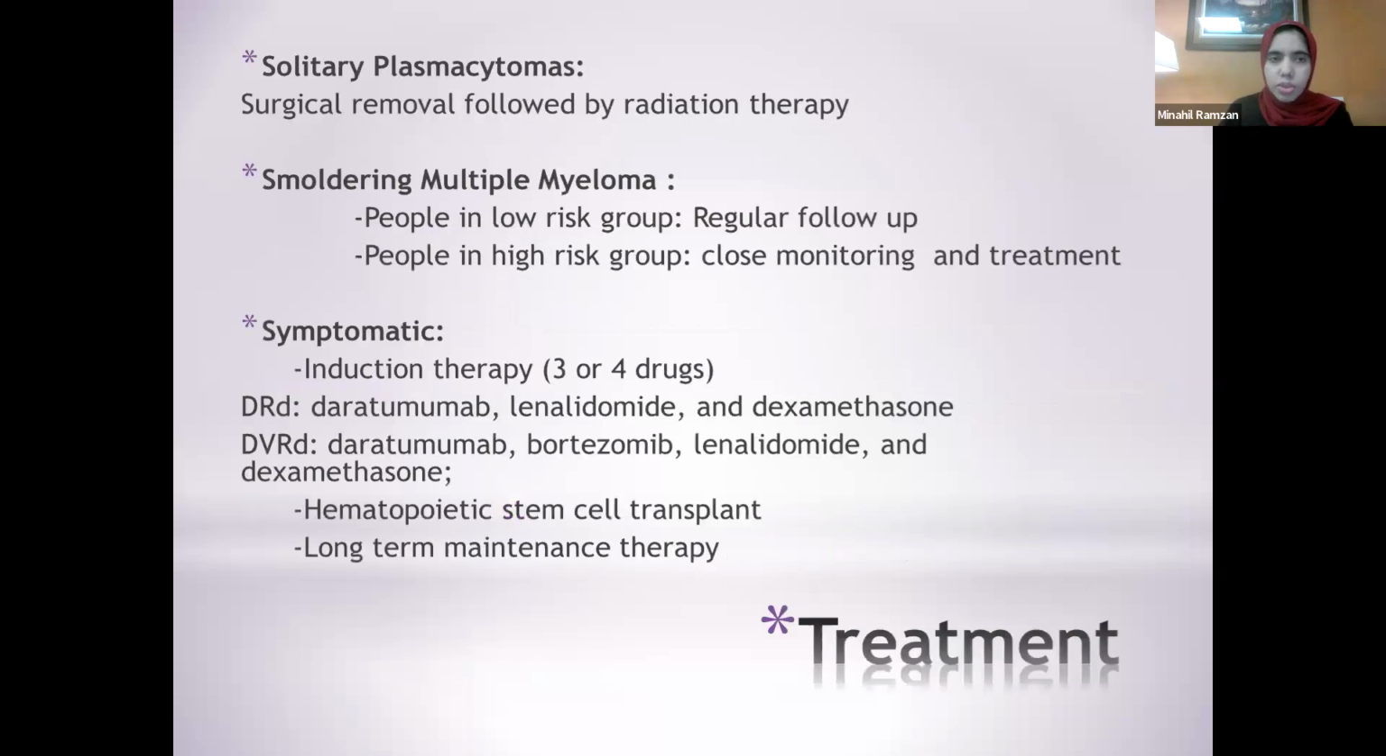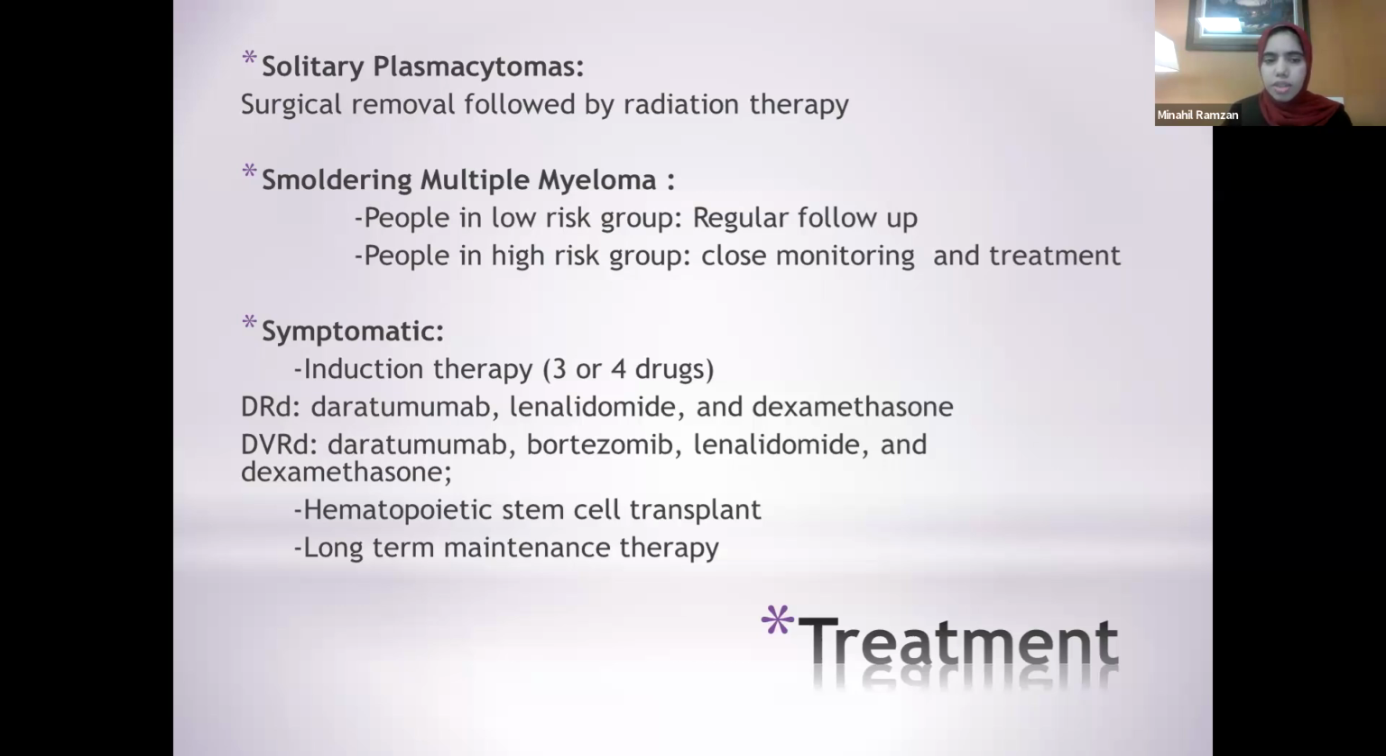So next, moving towards the treatment, we have to treat according to the stage. If it is a solitary plasmacytoma, we prefer surgical removal. But if it is smoldering, we have to see whether the patient is in the low risk or high risk group. For low risk, we will just require follow-up for 6 to 12 months. But if the patient falls in the high risk group, we have to do close monitoring for maybe 2 to 3 months, and then start the treatment.